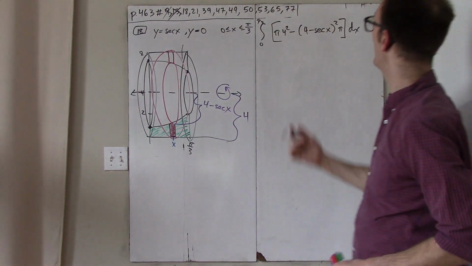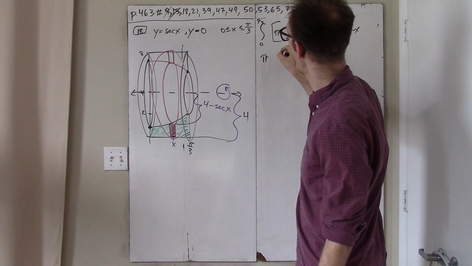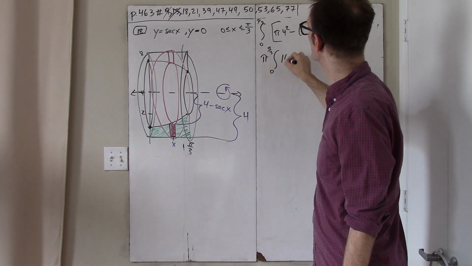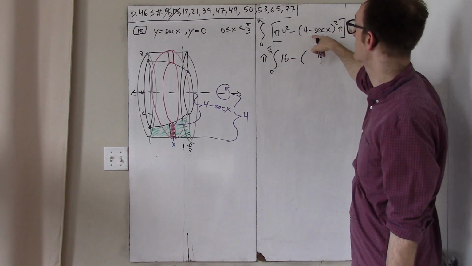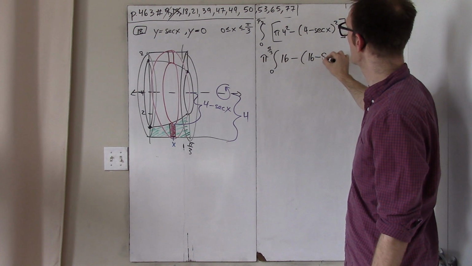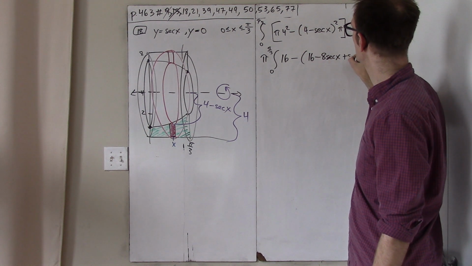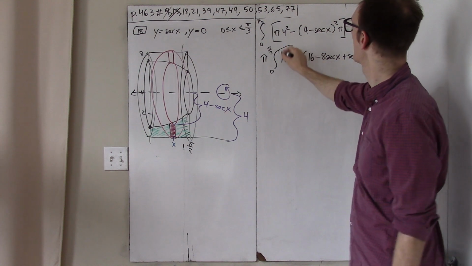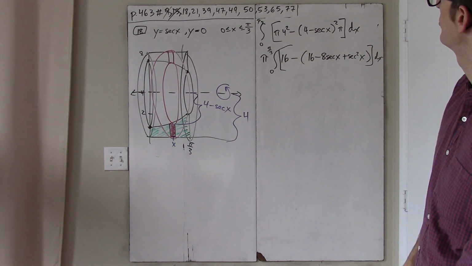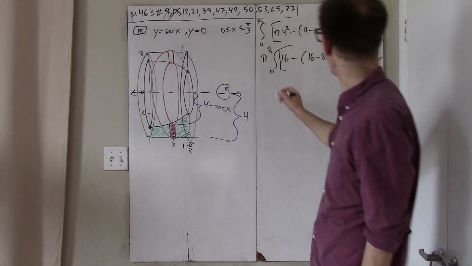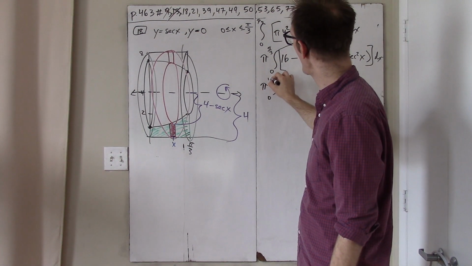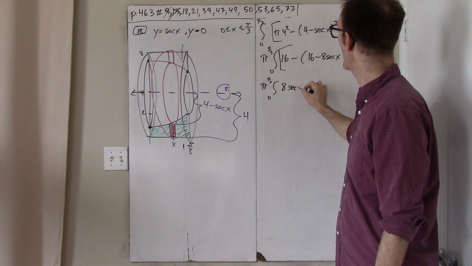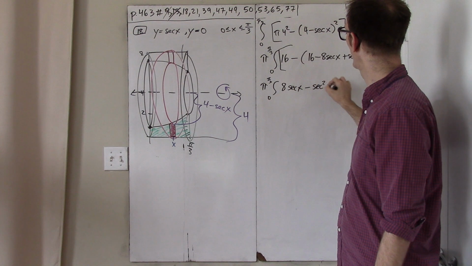Okay, well, I can pull a pi out of this entire thing. So this is the integral from 0 to pi over 3 of 16 minus, when I square 4 minus secant, I get 16 minus 8 secant plus secant squared, and, okay, so that's not too bad. I just get pi, integral from 0 to pi over 3 of 8 secant x minus secant squared.